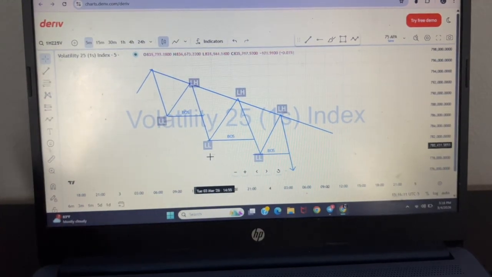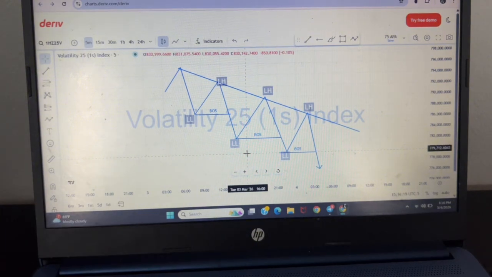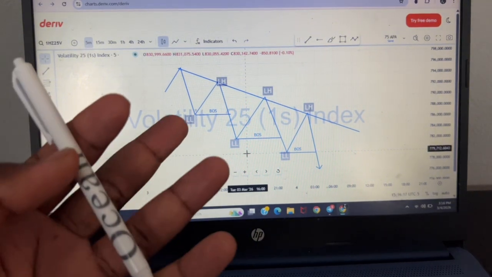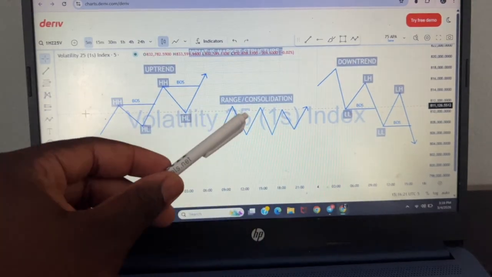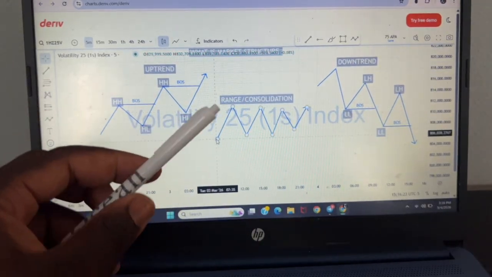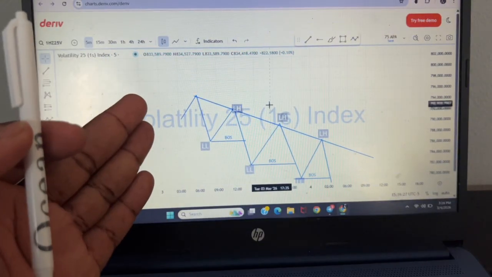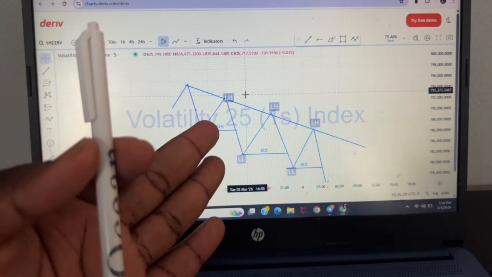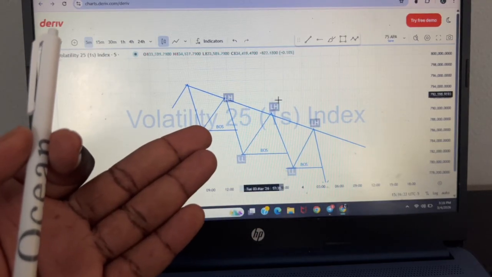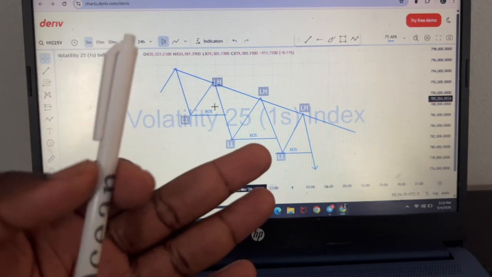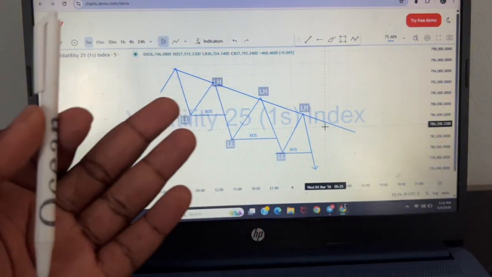You see me? If you cannot identify this right here, that means you cannot identify what trend the market is in. If you can identify either an uptrend, a downtrend, or a ranging market, you can get a trade. If you cannot identify any of these trends, you cannot identify any form of trade. You don't make sense to trade. You'd be trading without understanding when the market is in an uptrend or a downtrend.